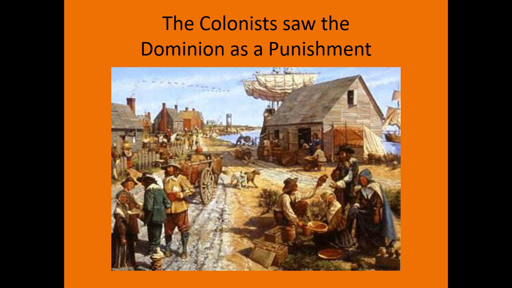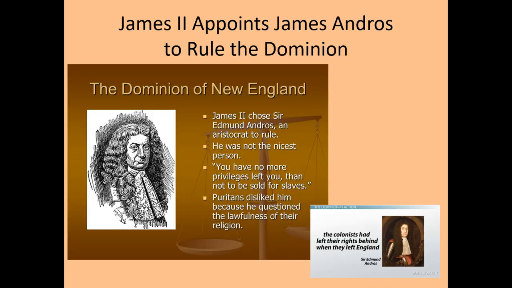And James installed what's called a stooge, Sir Edmund Andros, to rule the Dominion, an aristocrat to rule, not the nicest person. You have no more privileges left you than not to be sold for slaves. He questions the Puritan religion. The colonists had left their rights behind when they left England. And this is a rough guy. This is a guy that's not here to help. He's here to dominate. So what do I mean by stooge?